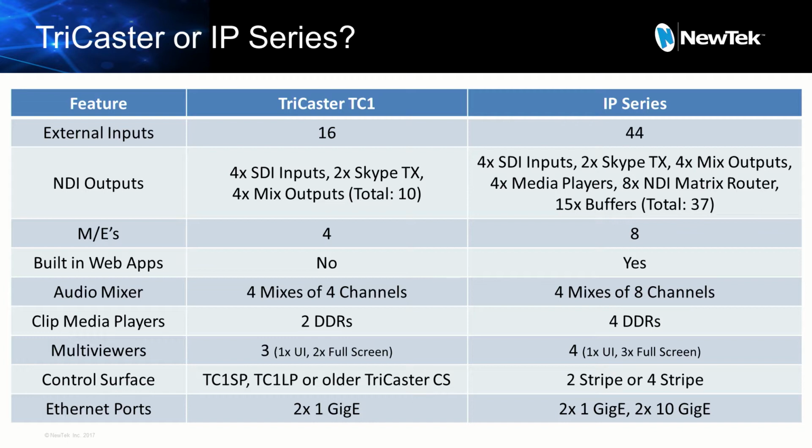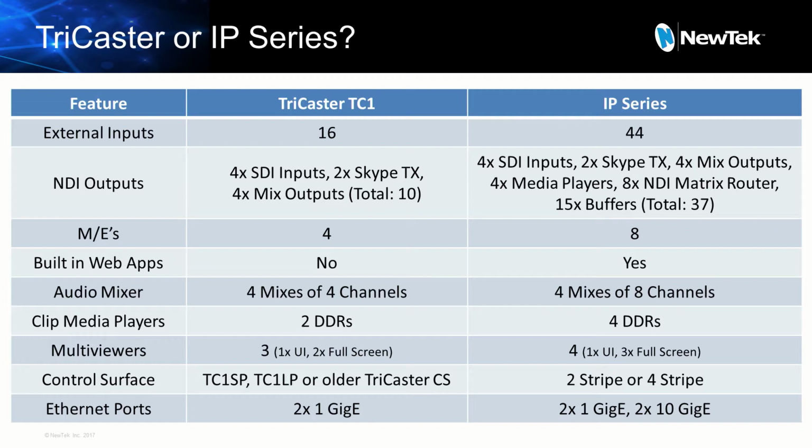Control surfaces, as we've talked about already: TriCaster TC1 is compatible with any of the TriCaster control surface line, whereas IP Series is compatible with the IP Series line of control surfaces. So the IP Series control surfaces are a little more powerful with the LCD readouts and the LCD readout on the DDR controller, which I admit is very nice, but those can only be used on the appropriate system.